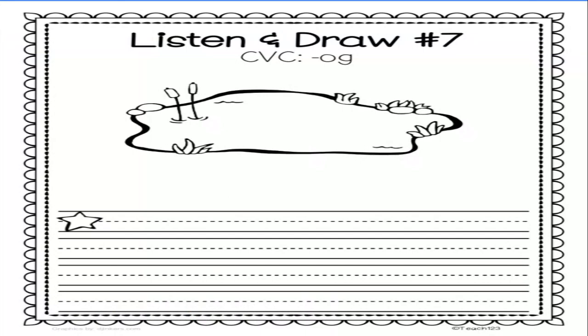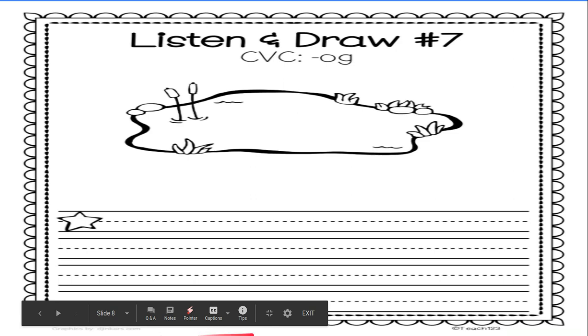And then you're going to color the picture and write a sentence. We have the og sound. So we had fog, hog, log, frog, and dog. So maybe you could write about one of those things and use those things in your sentence.